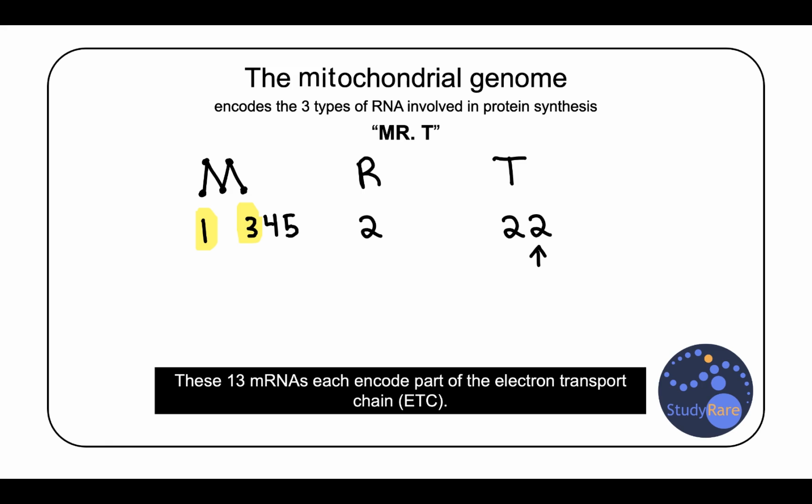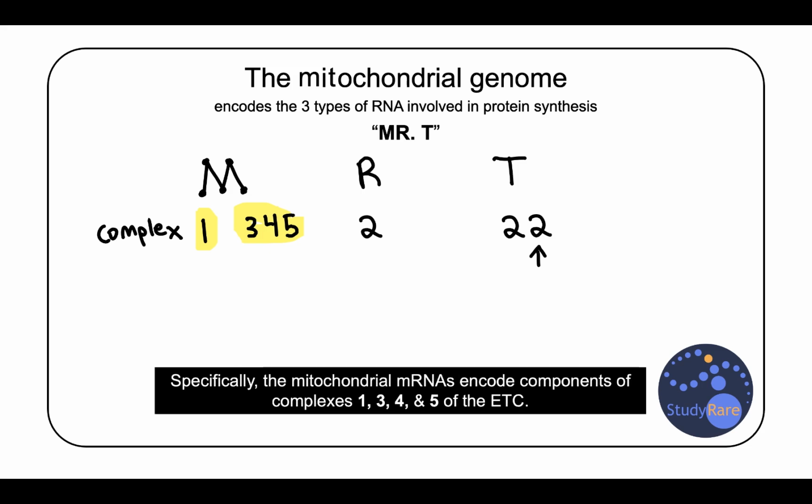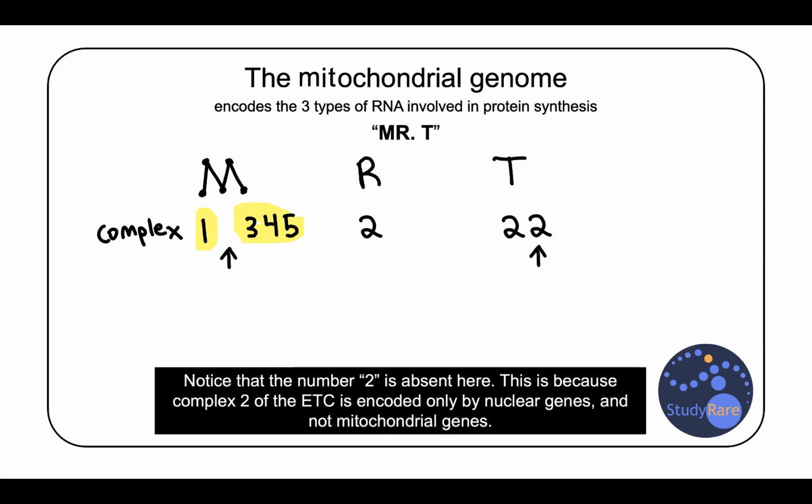These 13 mRNAs each encode part of the electron transport chain. The electron transport chain is composed of 5 complexes numbered 1 to 5. Specifically, the mitochondrial mRNAs encode components of complexes 1, 3, 4, and 5 of the electron transport chain. Notice that the number 2 is absent here. This is because complex 2 of the electron transport chain is encoded only by nuclear genes and not mitochondrial genes.